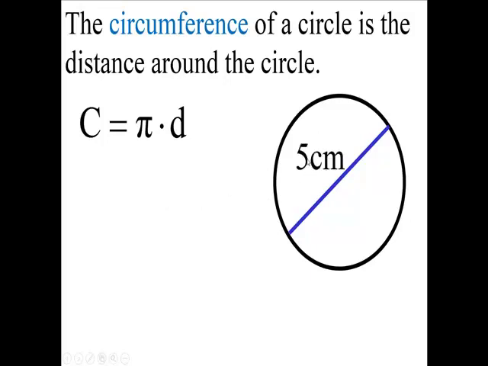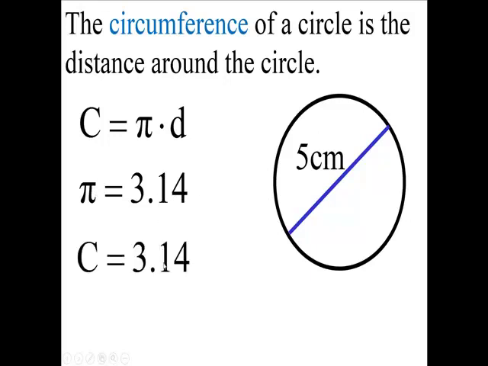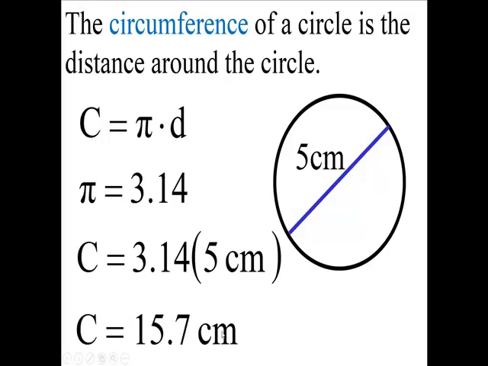Now, if you let the diameter be 5 centimeters, what is the circumference? And let's use 3.14 for pi, okay? And we're going to take pi times what? The diameter, and we're going to get 15.7 centimeters for the distance around the circle, called the circumference.